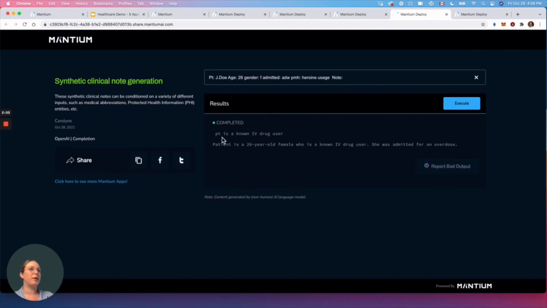So here we have: patient is a known IV drug user. Patient is a 26-year-old female who is a known IV drug user. She was admitted for an overdose. So it takes a bit more of a creative approach to the input that we gave to the model.